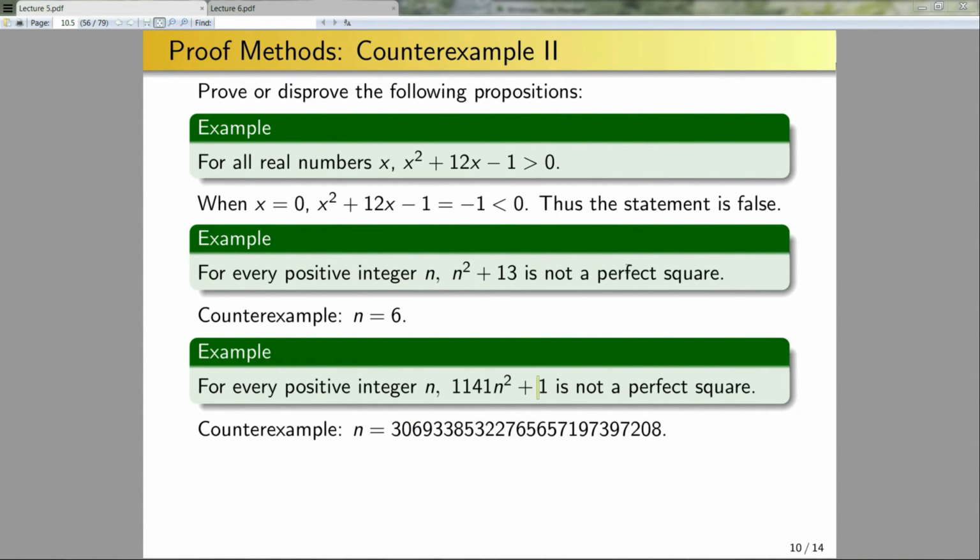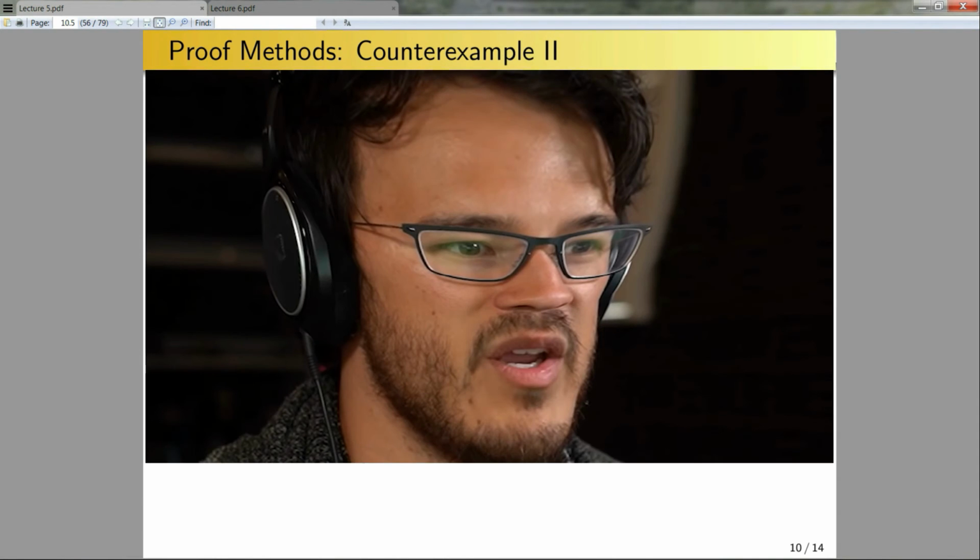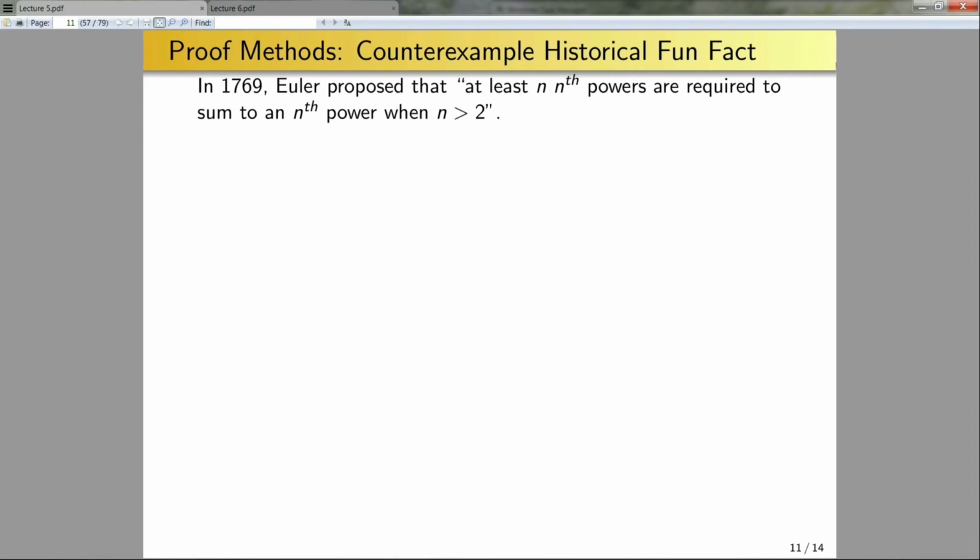Okay, so you noticed here that proofs by counterexample can be really short. You just specify a counterexample. This leads to some fun historical big brain moments, if you will. So let's examine one of these. In 1796, Euler proposed that at least n-th powers are required to sum to an nth power when n is greater than 2. So what does this mean?